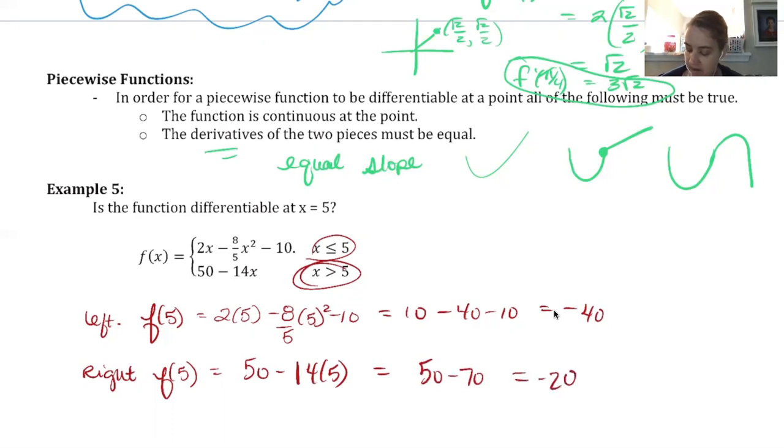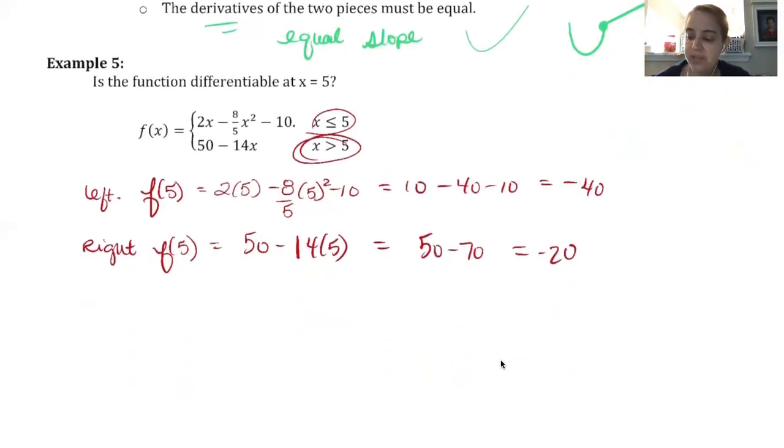I'm guessing I have a math error in the first one too. 5 minus 8, 25, 40 minus 10. They don't match. All right. I'm going to have to go back and fix this example. I'll go back and alter that in a second, but let's pretend that the y values are the same.